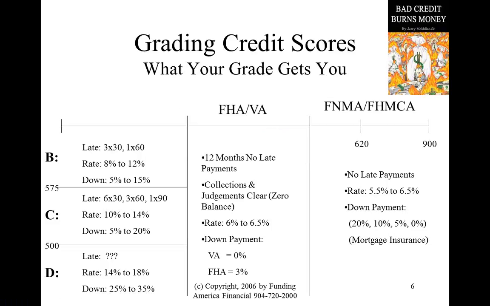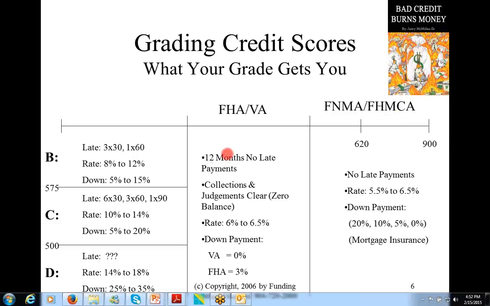And to look a little further, as you move to the right, as your scores drop, the B credit probably has 3 30 days late and 1 60 days late. They're going to pay a higher rate and higher down payment. And the C credit's got more 30 days late. They've got more 60 days late, and they are going to pay for those past indiscretions. And you can see the C credit compared to the B credit compared to the A credit.